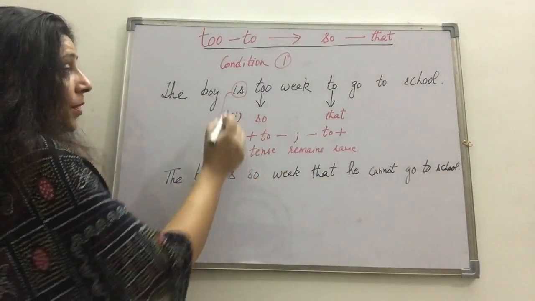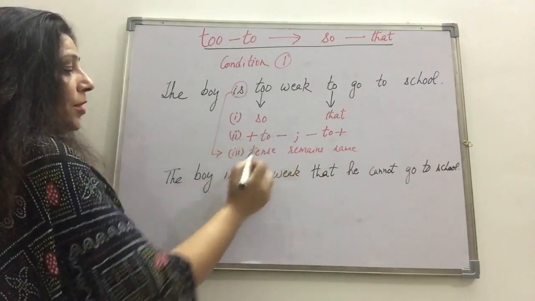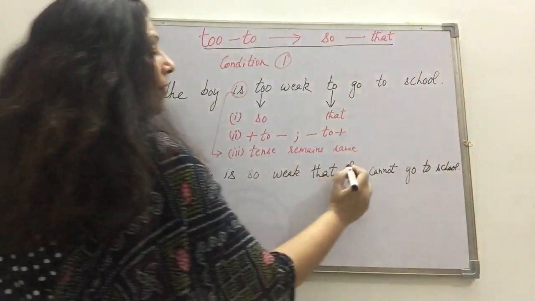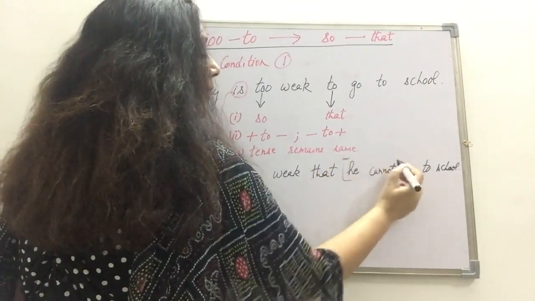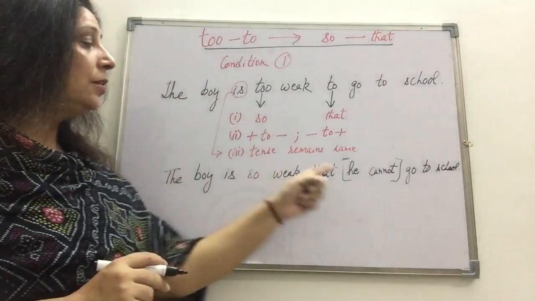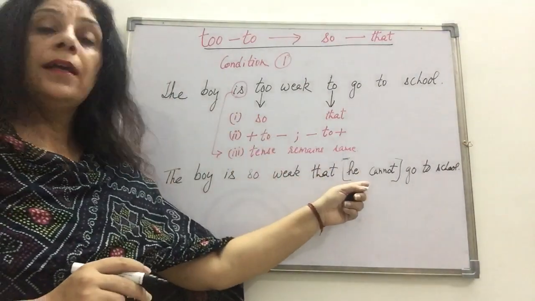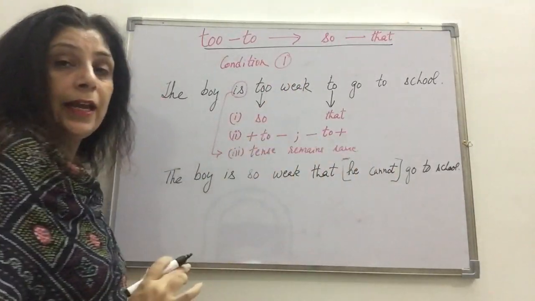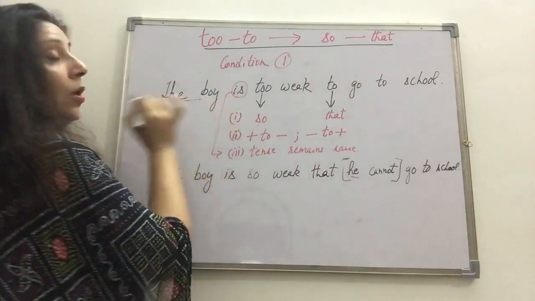Now see, all the rules have been observed. So and that, too changes into so, to changes into that. Number 2, positive sentence goes negative and tense remains the same. So that means we have added these words here. In fact, that is also added and he cannot is added. Had there been he, again he. Had there been the girl, this would have been she. They, again it will go to they. They were too weak. They were so weak that they cannot. So, this word depends on this.